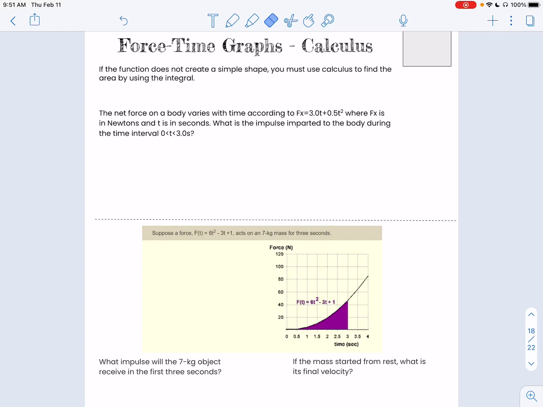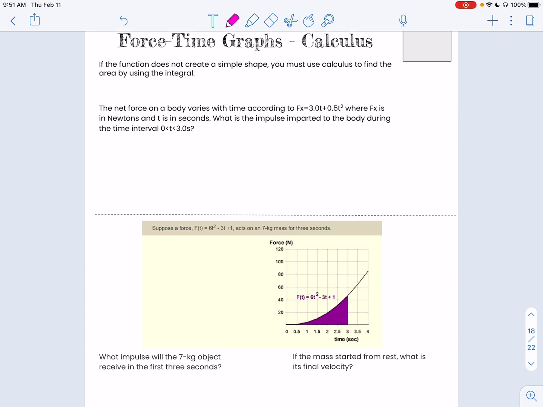Okay, so for force-time graphs, if it's not a nice clean shape, then we're going to have to use calculus. Okay, so we know that the impulse is force times time, right? If we write that as an integral, I would say it's the integral of F dt with respect to time, the integral of the force with respect to time.